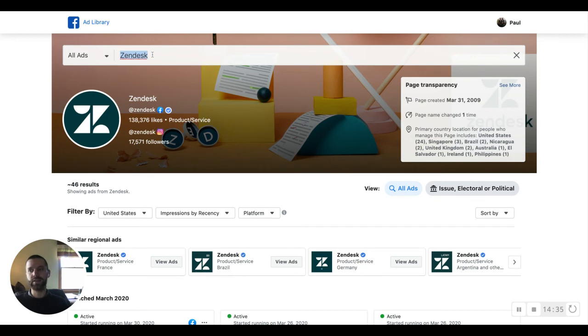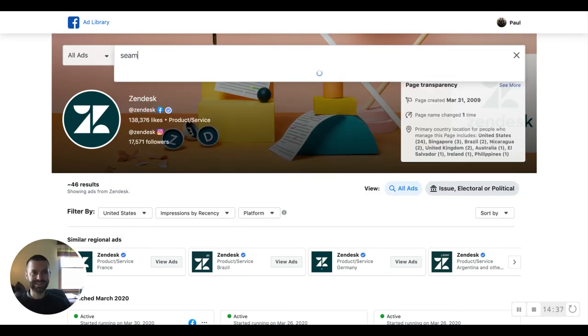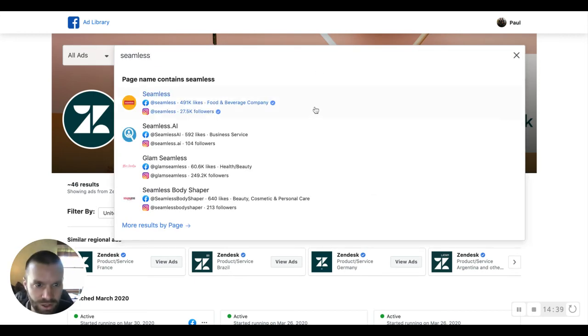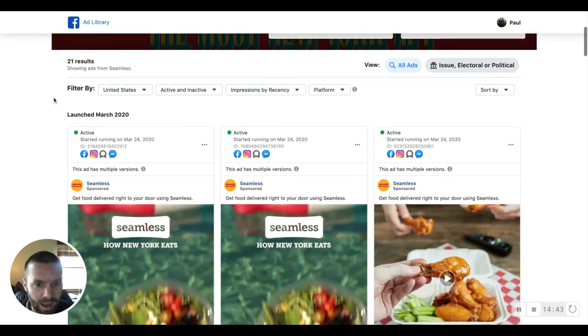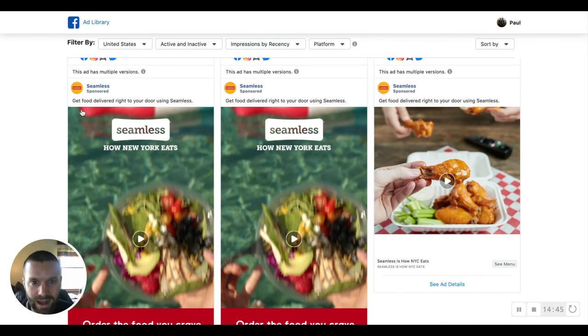Okay, so the last one that I want to show you is Seamless. I'm sure everybody knows Seamless, food delivery app, right? And this one's a little bit fun. Again, the copy is very simple. Get food delivered right to your door. That's it. You don't really have to say much else. I'm lazy, I'm at home, I need food delivered to my door, I don't want to move, right?